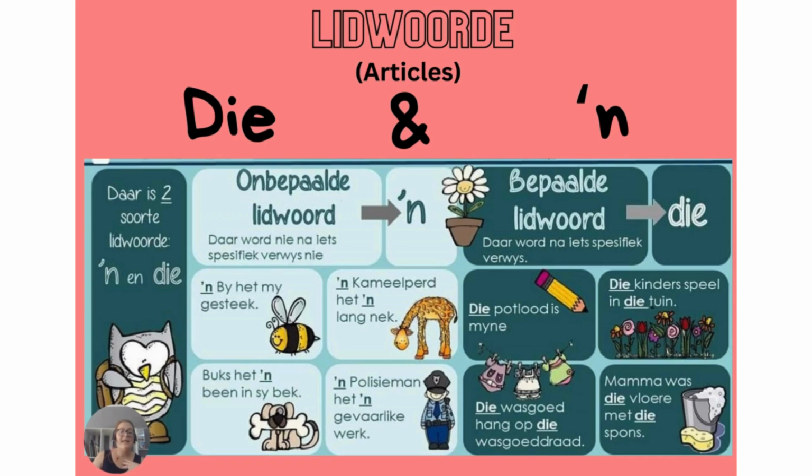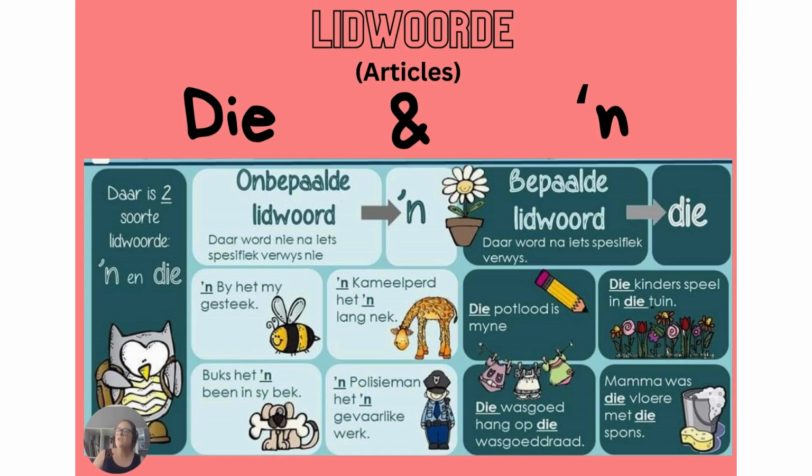Dan kry ons lidwoorde. Ons lidwoorde is ons articles. It's die en 'n. So daar is 2 soorte. 'n en die. Daar's onbepaalde en daar's bepaalde. So onbepaalde is altyd 'n. If I tell you go fetch 'n stoel, gaan haal vir my 'n stoel daar in die klas of daar aan die kant op die veld. Gaan jy weet presies wat 'n stoel.